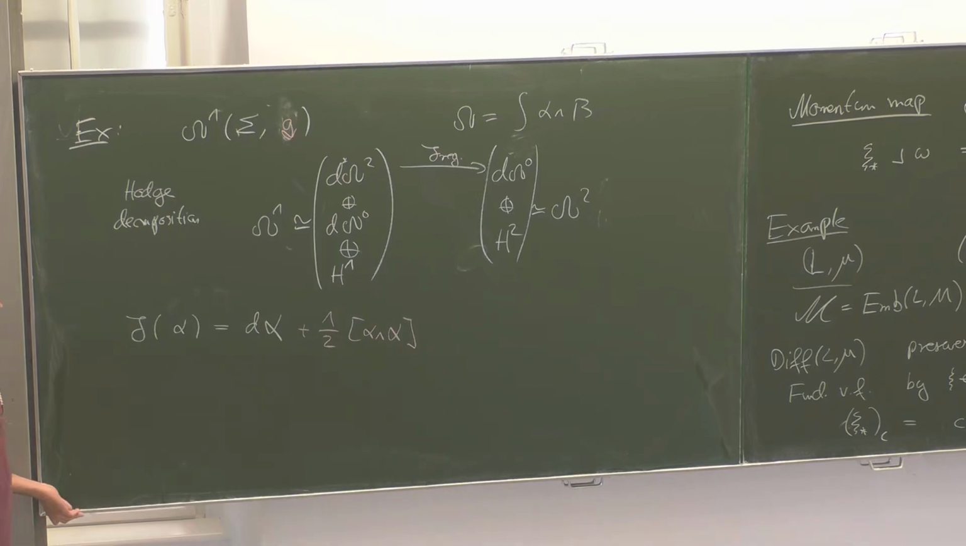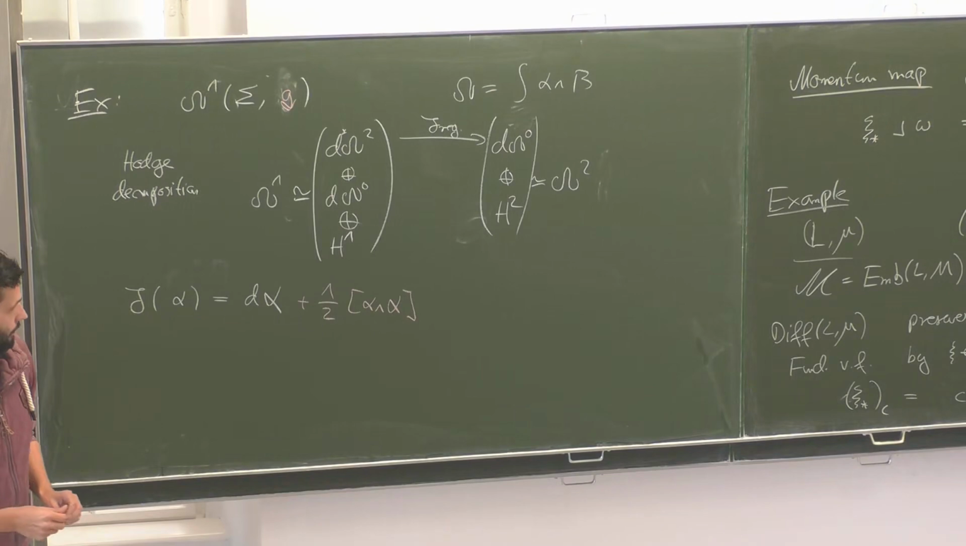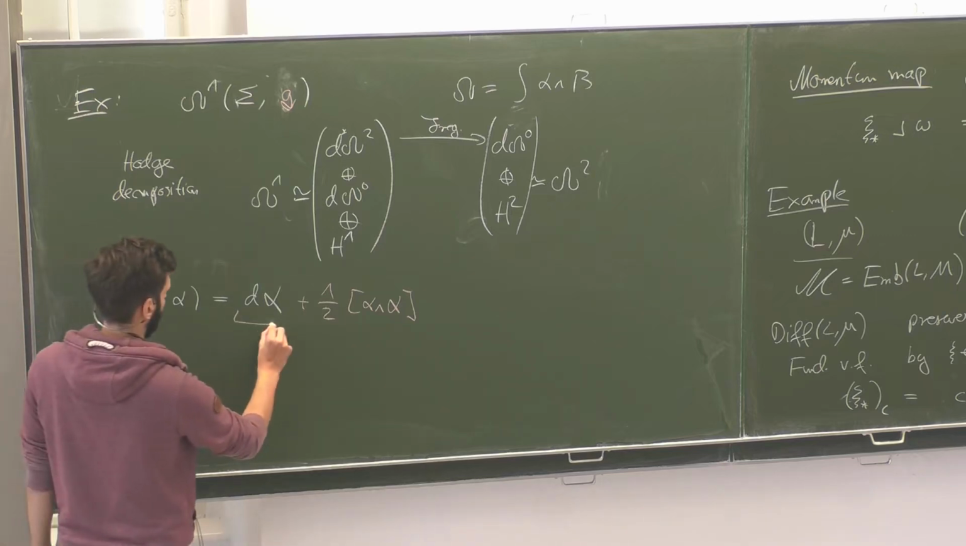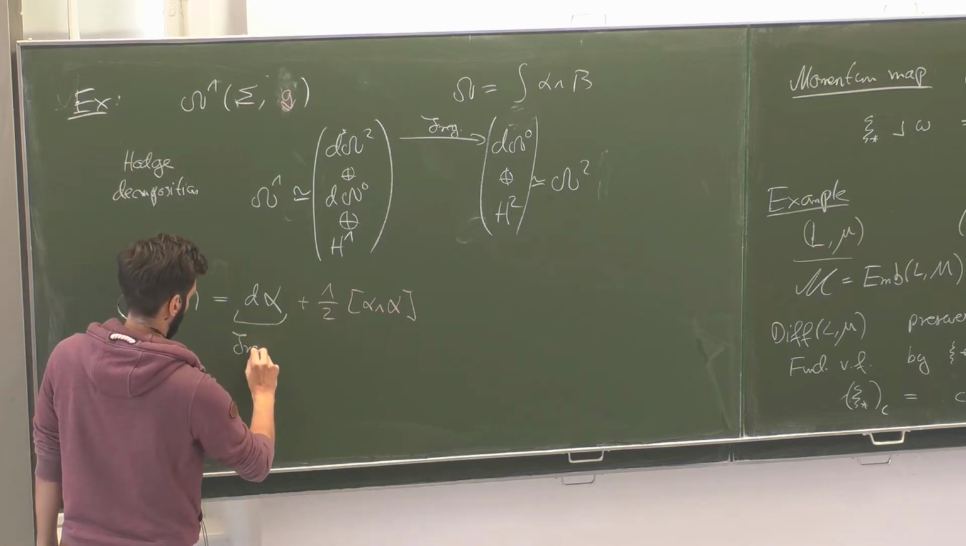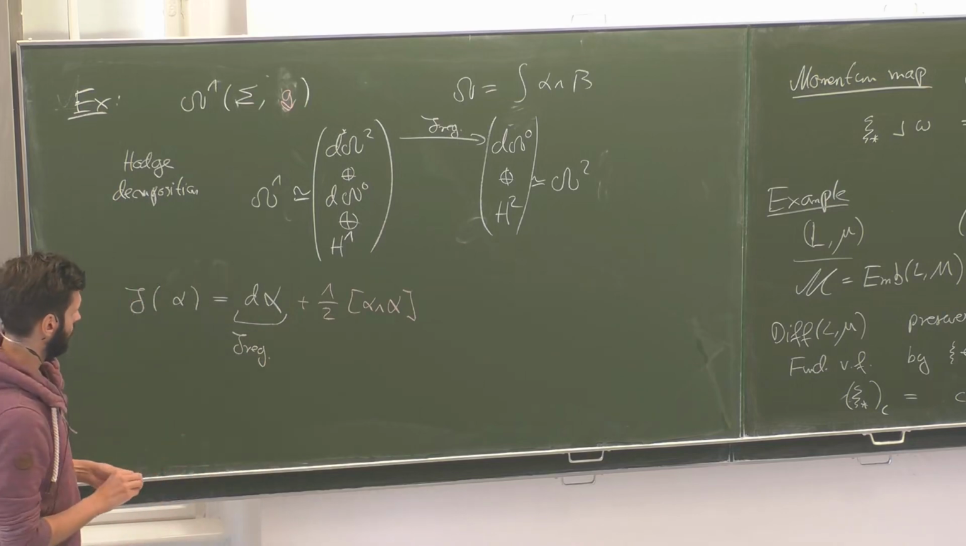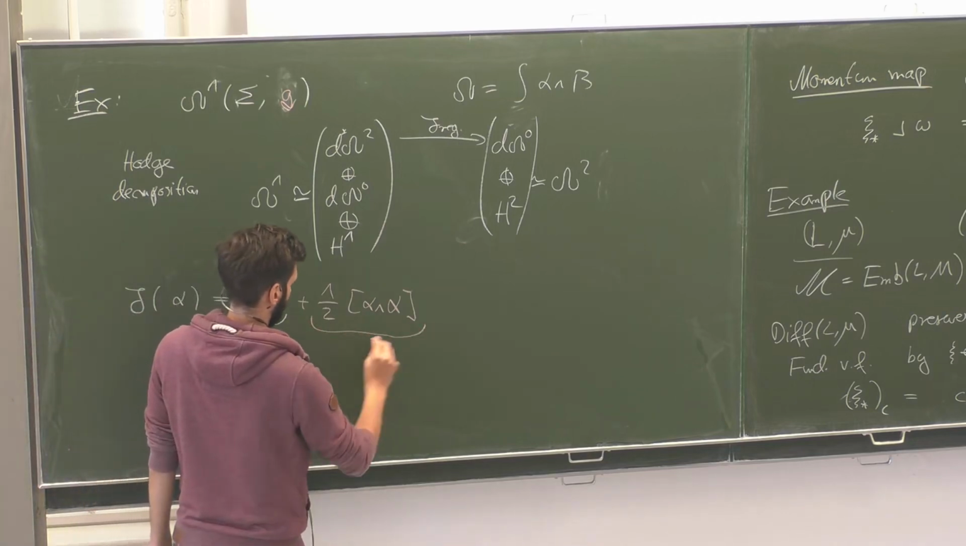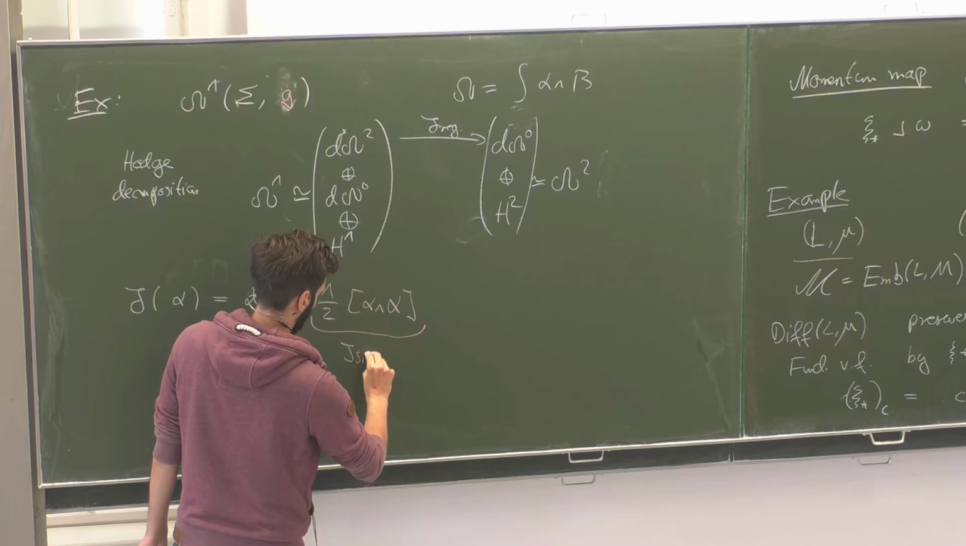And now, if you look at this problem here, then the alpha essentially is the regular part, and this guy over here is the singular part.